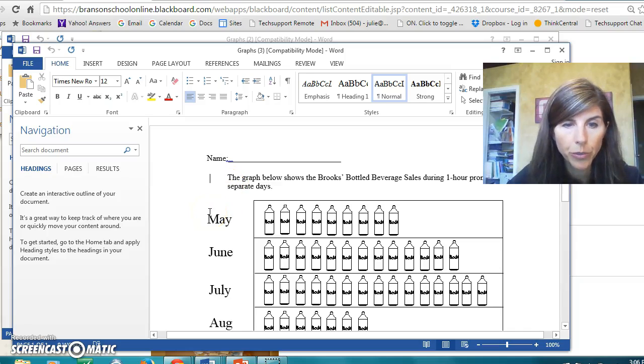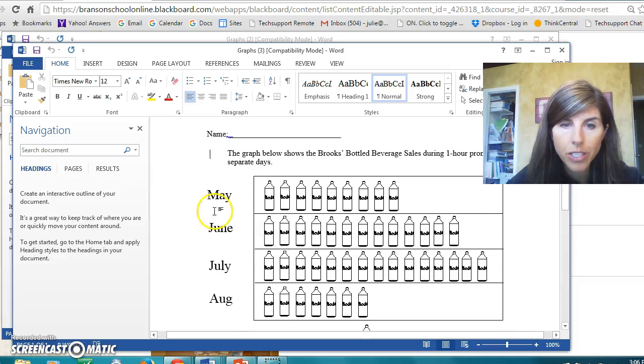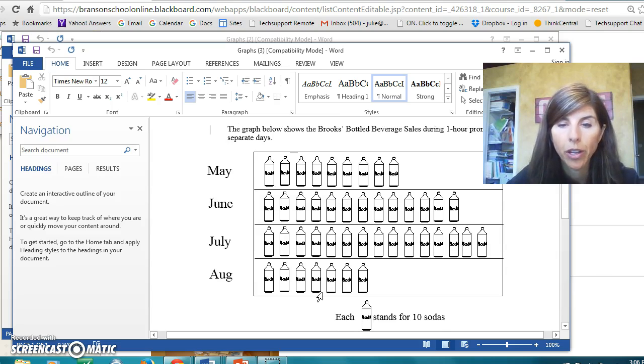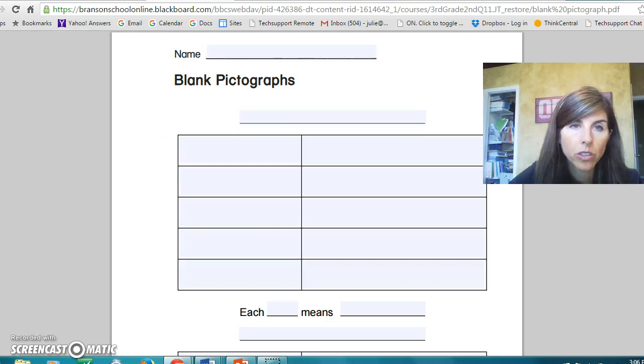Okay, so we're going to review pictographs. So here is the worksheet you're doing this week, and this is a pictograph. A pictograph has pictures, as you should remember, and you will be making up two graphs of your own this week. And your graph is going to look like this.